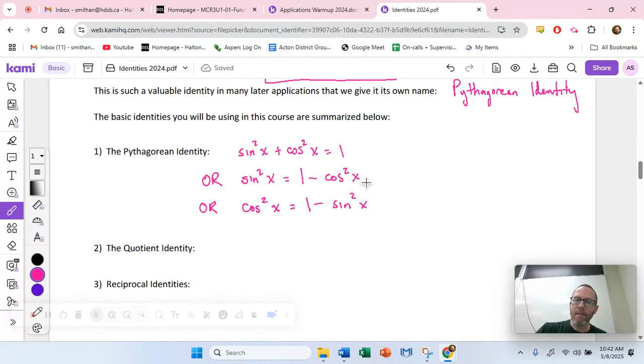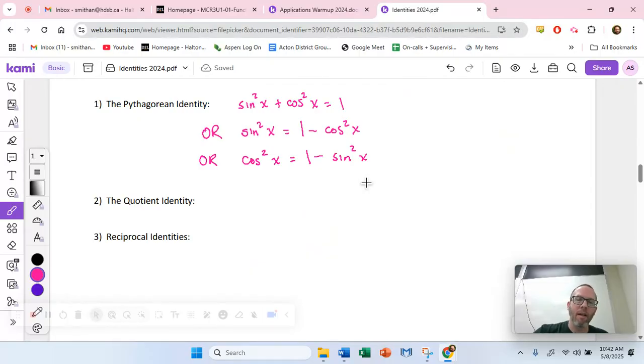The second identity is called the quotient identity, and it looks like this. It turns out that the tangent of an angle is equivalent to the sine of the angle divided by the cosine of the angle.